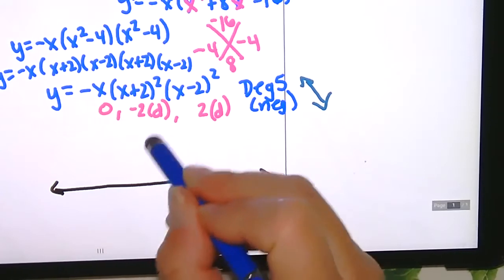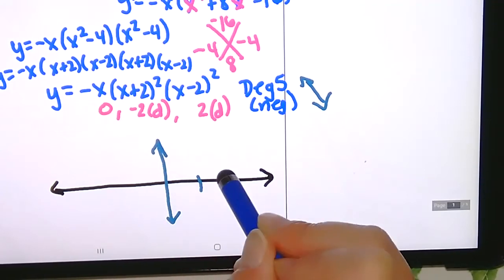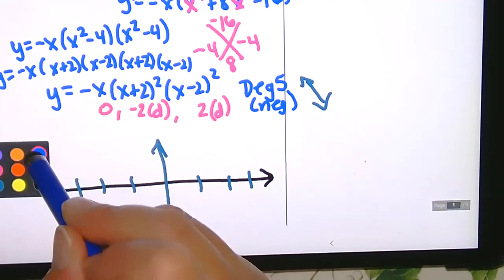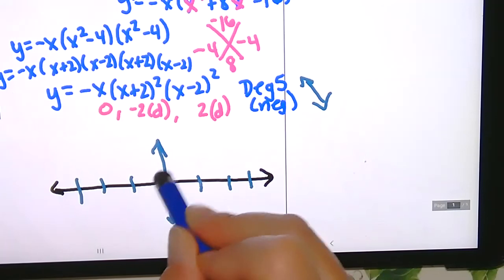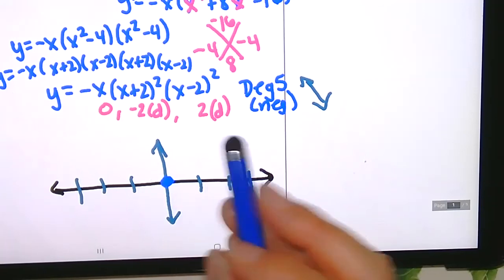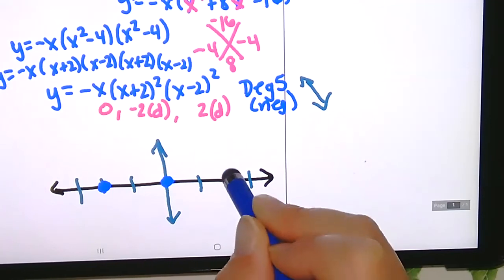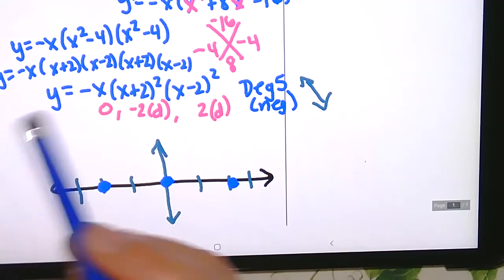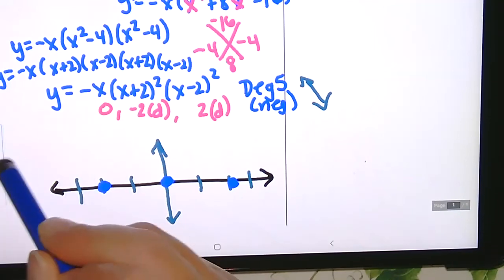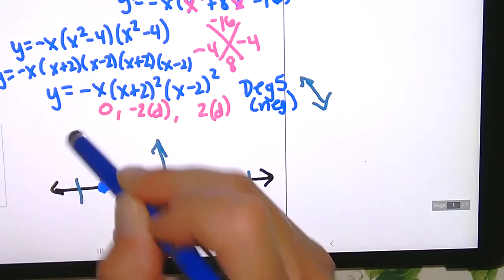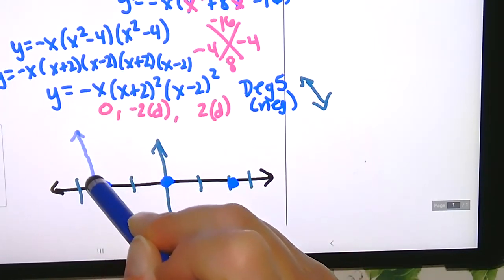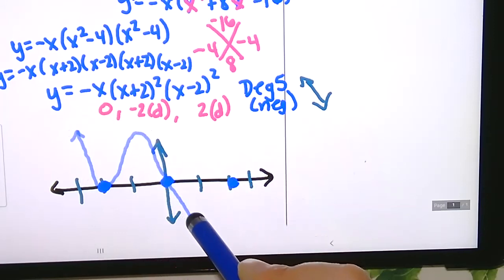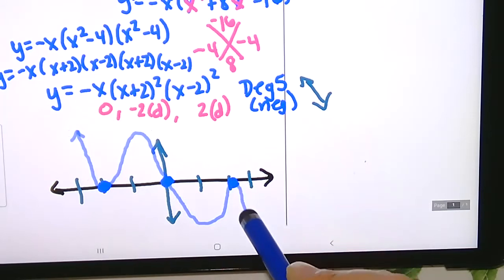So let me scale this. And let me put my points. So I have at 0, I have at negative 2, but this is a double, and a positive 2, and this is a double. And again, this should start above and end below. So as I come to this value, again, I'm starting above. This one is a double, so it's going to bounce off. This one is a single, so it's going to go through. Then this is a double, so it bounces off.